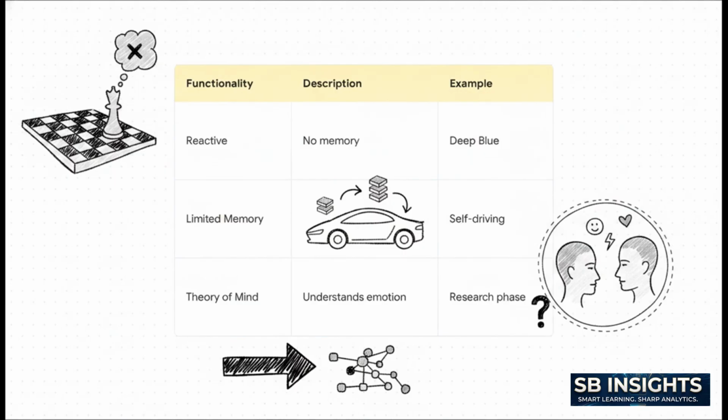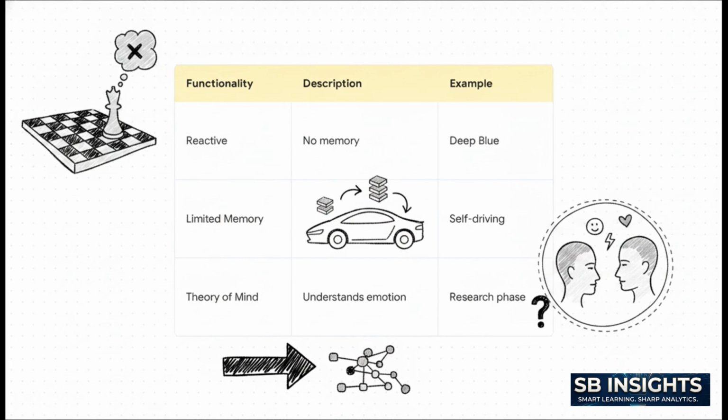Reactive machines just respond to inputs without storing any memory. Think of IBM's Deep Blue playing chess. Then there are limited memory systems, which use past experiences to adapt and improve decisions, like self-driving cars. And finally, theory of mind, which is this future research phase concept where AI could actually understand human emotions.